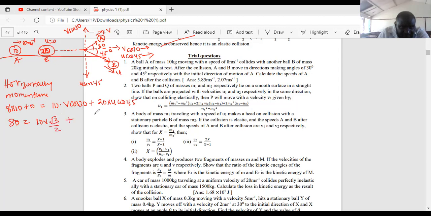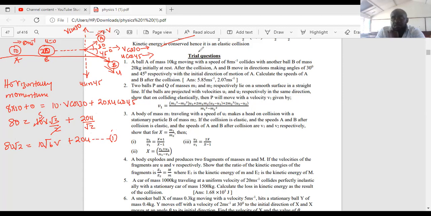So she was right to say, teacher, do some more. So this is 20U over root 2. Root 2 once, by root 2, 5. So 80 root 2 is going to be equal to 10 root of 6V plus 20U. This is equation 1. That is coming from the horizontal direction.